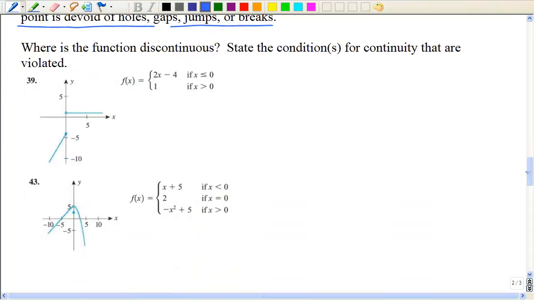So for example, on number 39, and again this is in your book on page 127, it asks us where is it discontinuous? And then state the conditions. Well, just look at number 39. There's a big jump from here to here, so there's no way that's continuous. So where is that big jump? What does x equal at that big jump? All right, so the function is discontinuous at x equal to 0. You can definitely see when x is 0, we jump from up here to down here.